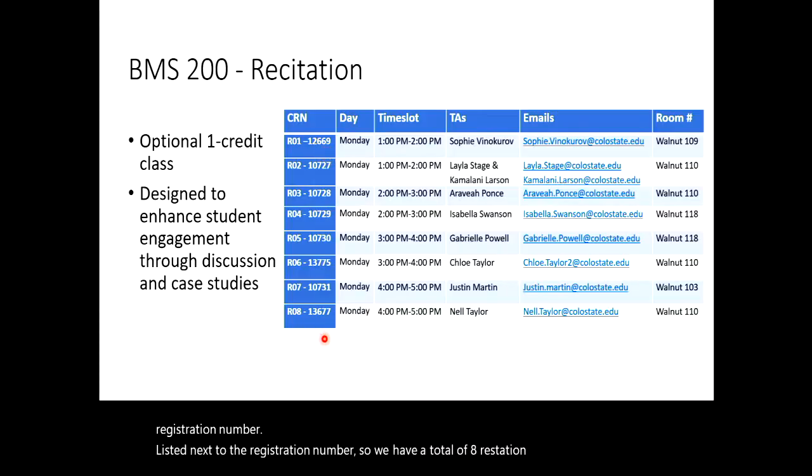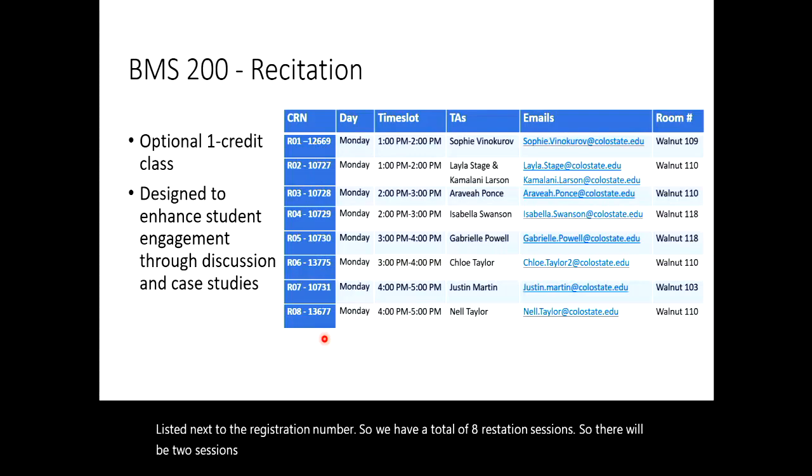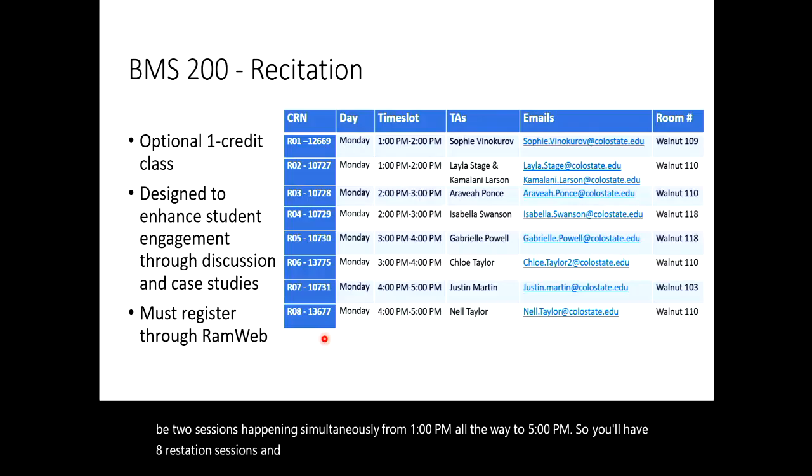There will be 2 sessions happening simultaneously from 1 p.m. all the way to 5 p.m. So you'll have 8 recitation sessions. And please register for this through RamWeb.